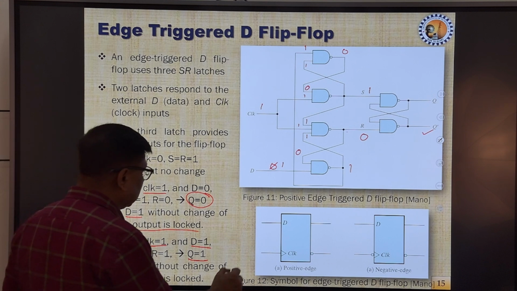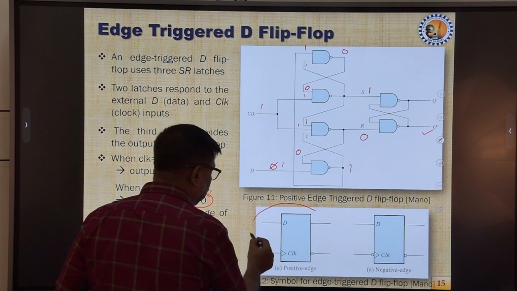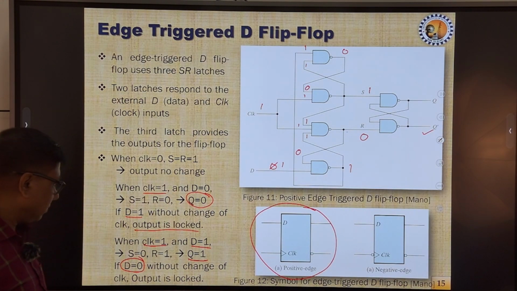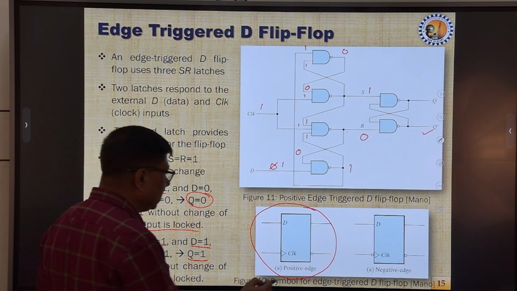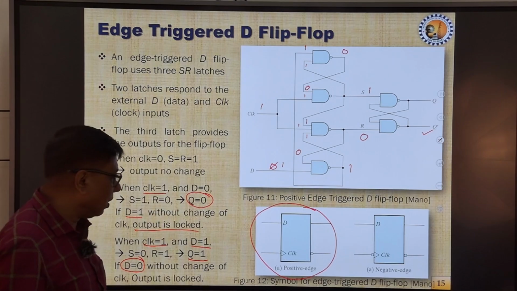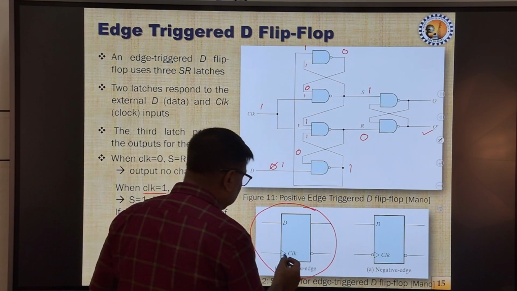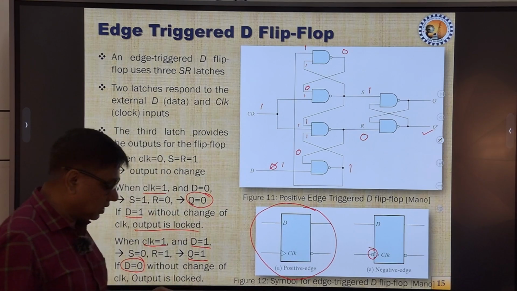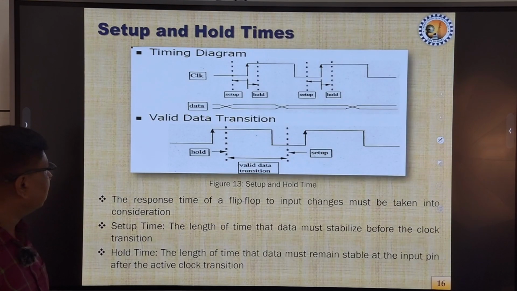So, this is the symbol that is used for the positive edge D flip flop, and this is the symbol of the negative edge triggered D flip flop. The difference is the presence of a bubble, indicating that this is negative edge triggered.